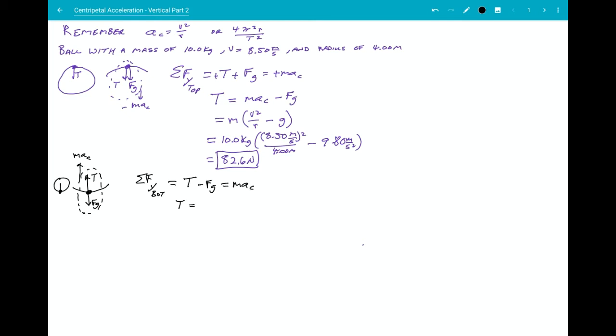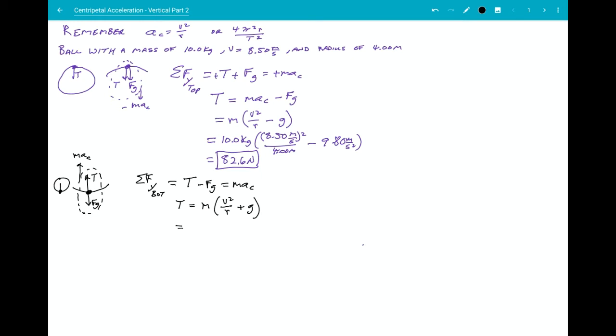T will equal mass times velocity squared over r. I'm going to move the weight to the other side, and therefore it's going to be plus gravity. This is interesting. At the top, it's minus gravity. Now we're adding gravity. Well, this is going to make sense because it takes a little more tension because you're going to pull upward on that cord to hold that position where the ball's at.